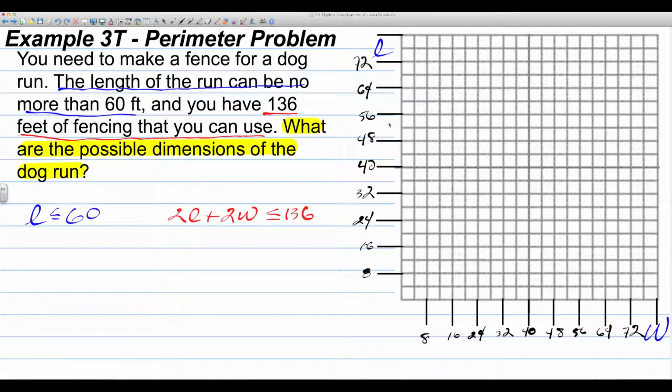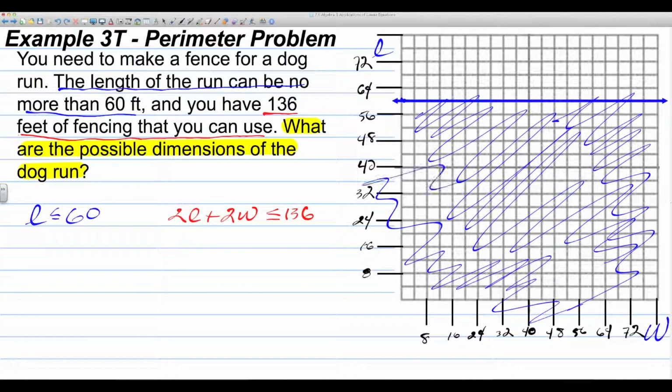So if this is the length, 60 would be right here, right halfway between 56 and 64. So right here, I'm going to make a horizontal line, and it's going to be solid because it can be equal to 60 feet. So at 60 feet, I put a solid line, and it's going to be shaded below that. I take the time to shade below that, to indicate that down here is a solution, and notice I'm doing it in blue.